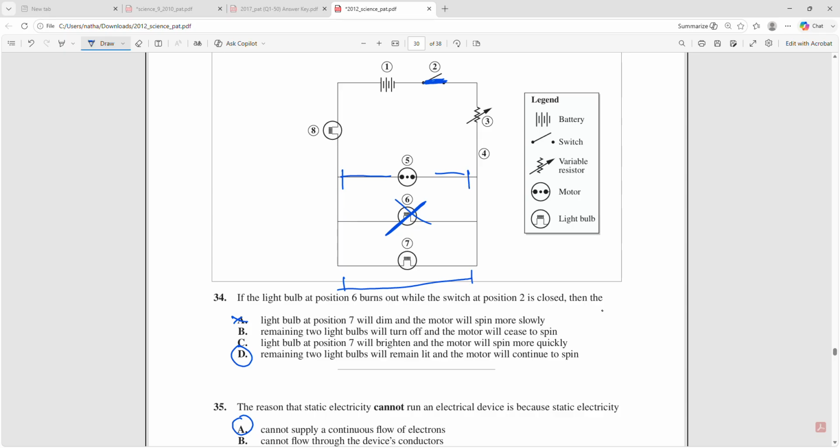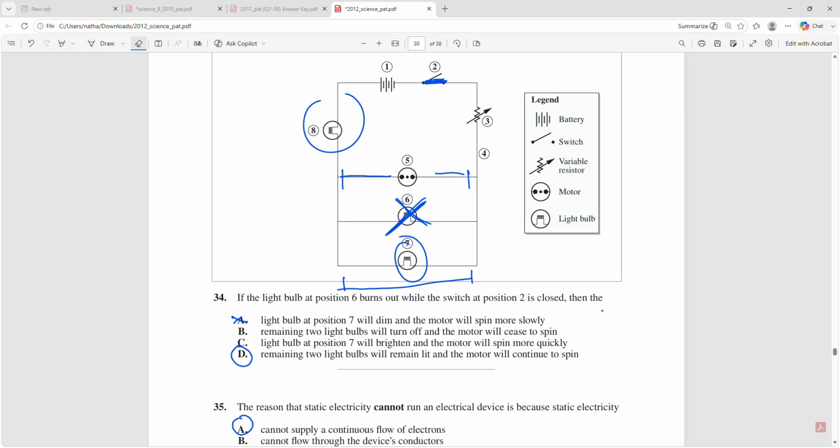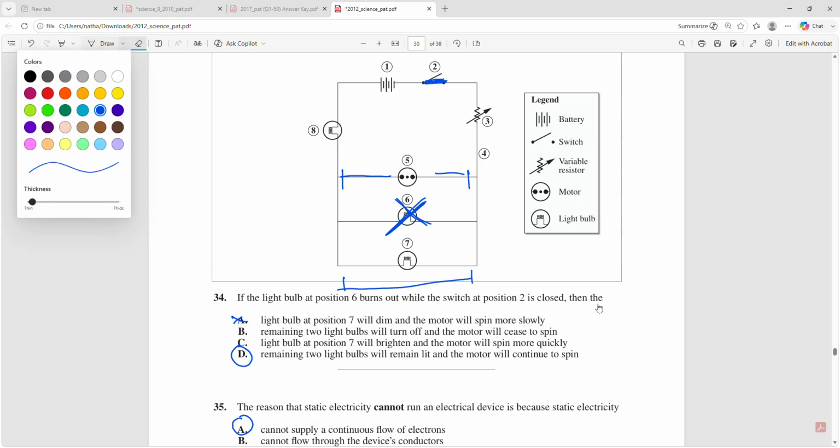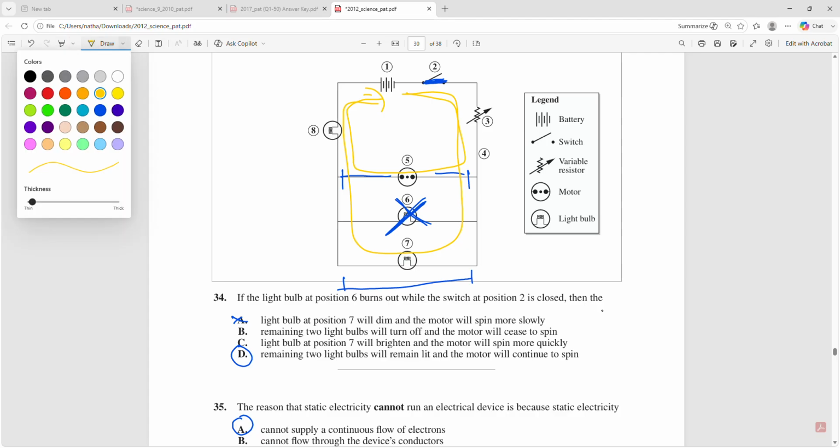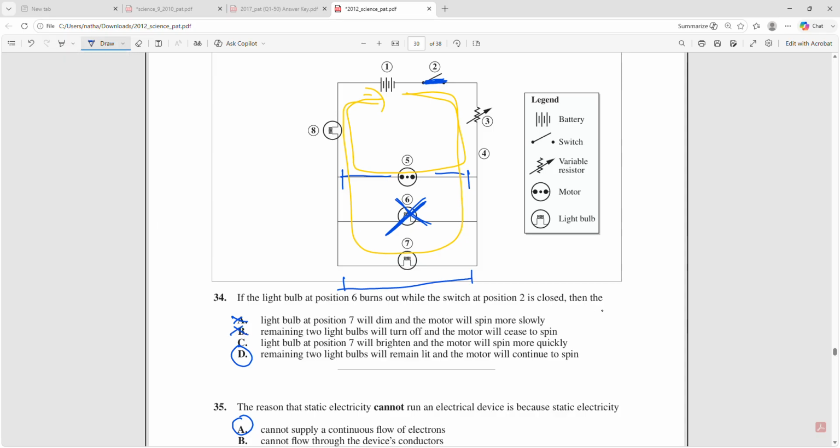Remaining 2 light bulbs will turn off. If this one empties, it's saying that this will turn off, this will turn off. Definitely not the case, right? We still have a pathway for electricity to flow. It's no longer flowing through here. However, it can still flow through here and it can still flow through here. So this is definitely incorrect when it says that the light bulbs will turn off.